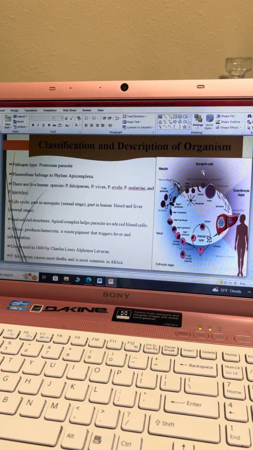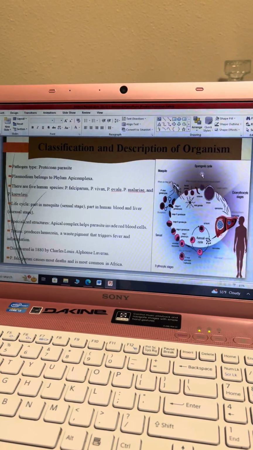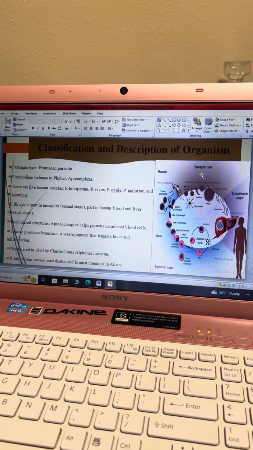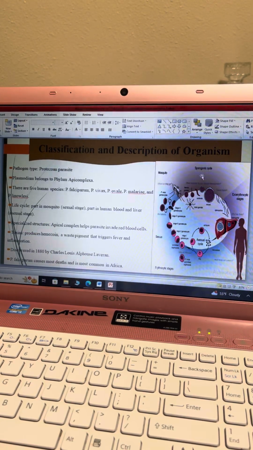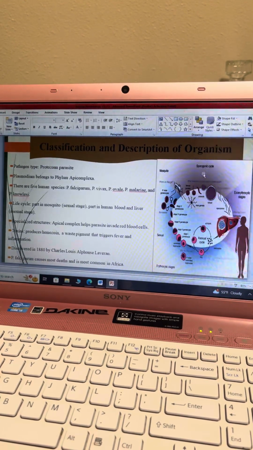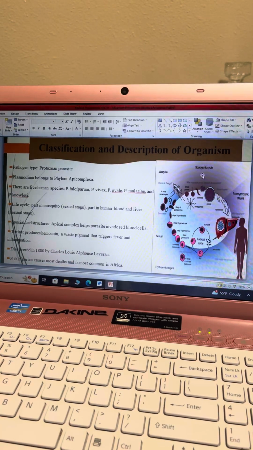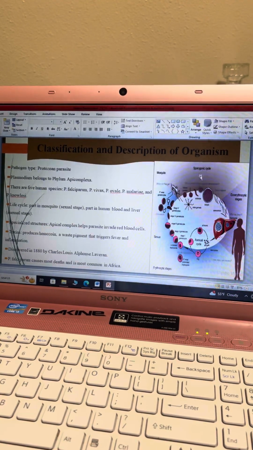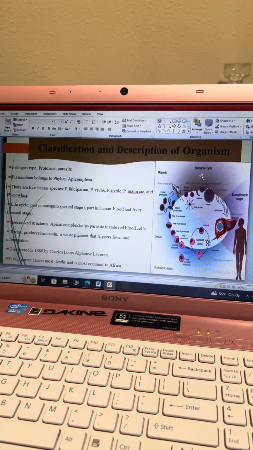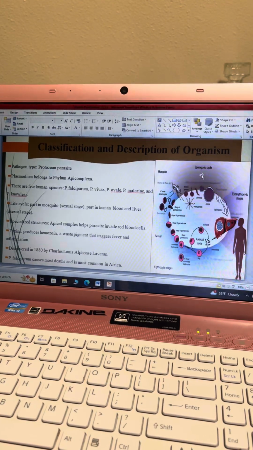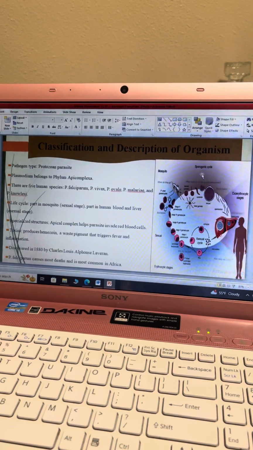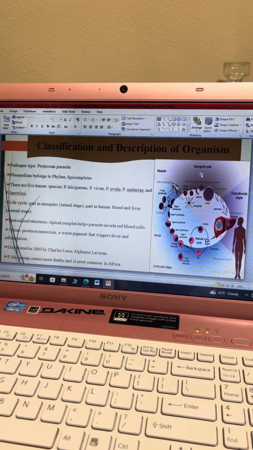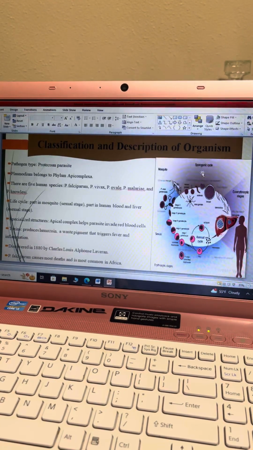The life cycle. Part is in the mosquito, which represents the sexual stage, and part is in human blood and liver, which represents the asexual stage. Specialized structure: the apical complex helps the parasite invade red blood cells. Toxins: it produces hemozoin, a waste pigment that triggers fever and inflammation.